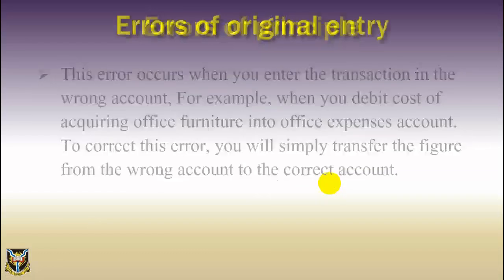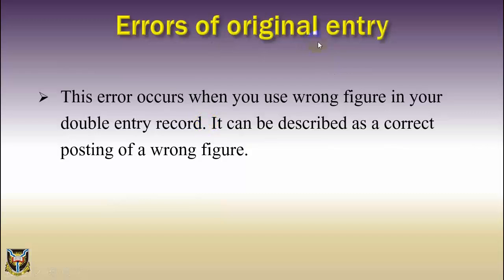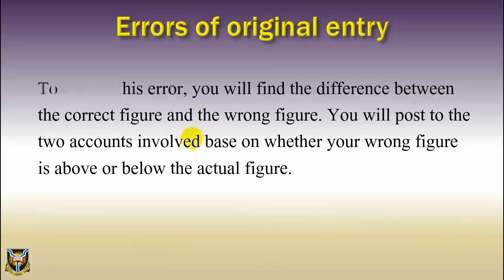4. Errors of original entry. This error occurs when you use wrong figure in your double entry record. It can be described as a correct posting of a wrong figure. To correct this error, you will find the difference between the correct figure and the wrong figure. You will post to the two accounts involved based on whether your wrong figure is above or below the actual figure.